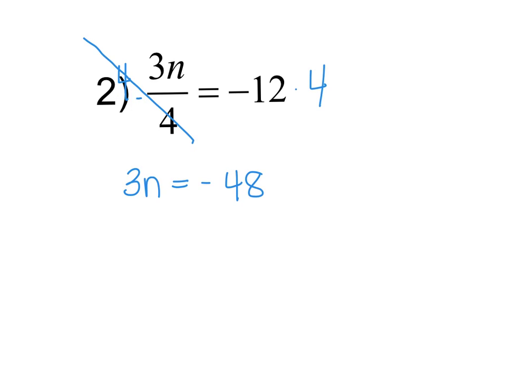But now we have 3 times n. To undo that multiplication, we're going to divide by 3 on both sides. The 3's on the left will cancel. We're left with n equals negative 16 as our final answer.